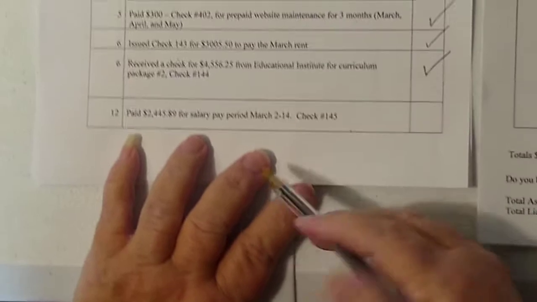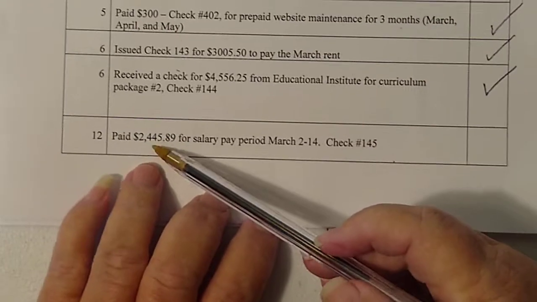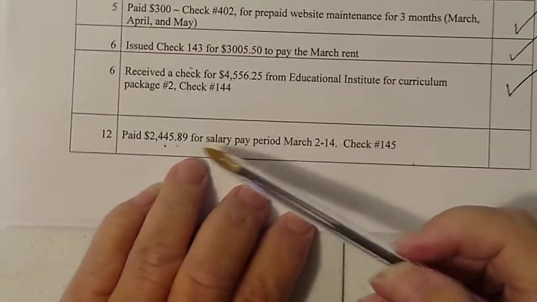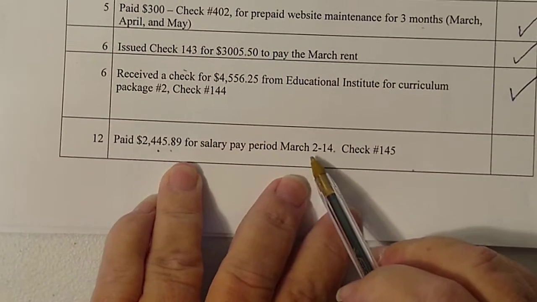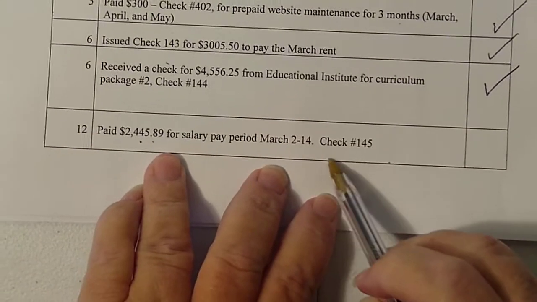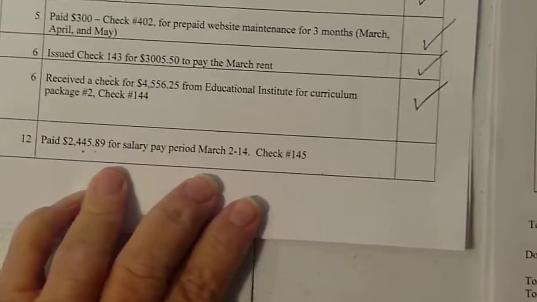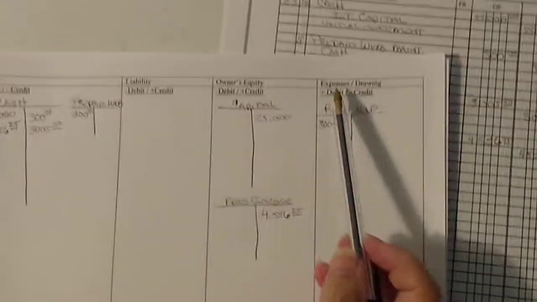Okay. The next one, on the 12th, we paid $2,445.89 for salary, pay period March 2nd through the 14th. Check number 145. So we're paying this cash for our salaries. So what accounts get debited? What accounts get credited? Well, we're paying it out, so this is considered an expense. So this would be a salaries expense.